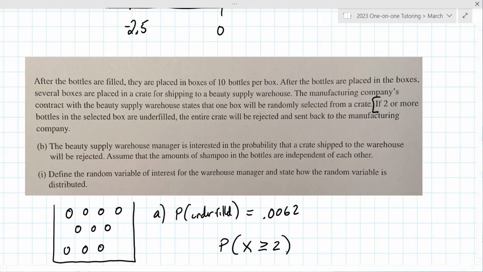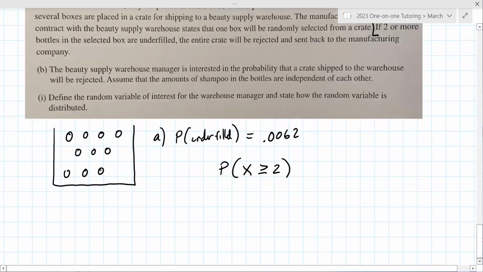Okay. But X is now different. X is referring to this in here, 10. So we would have to look for the Z-score once again, plugging in 10 instead? You're jumping too far ahead. We care whether 2 or more of these are underfilled.